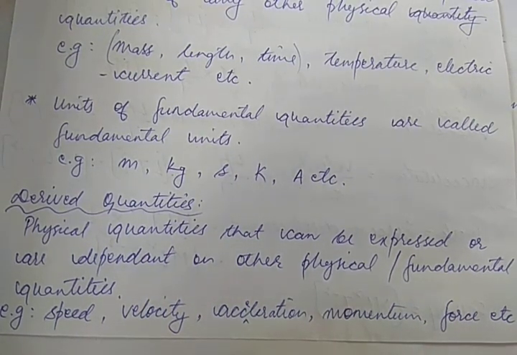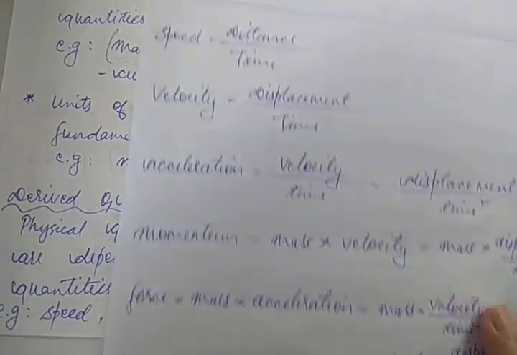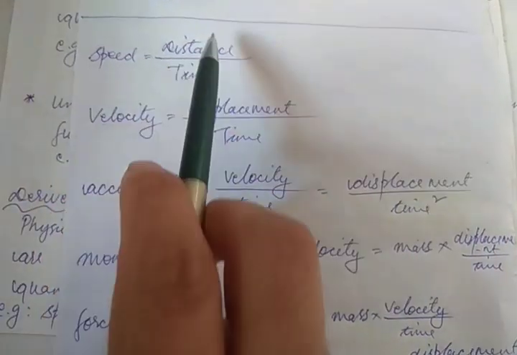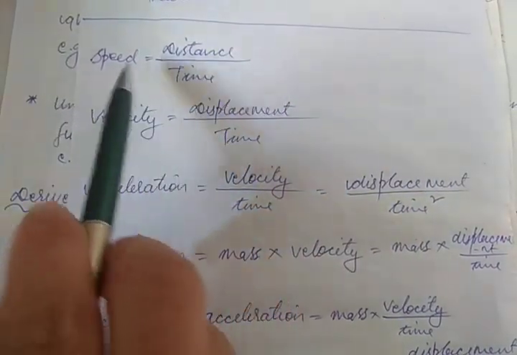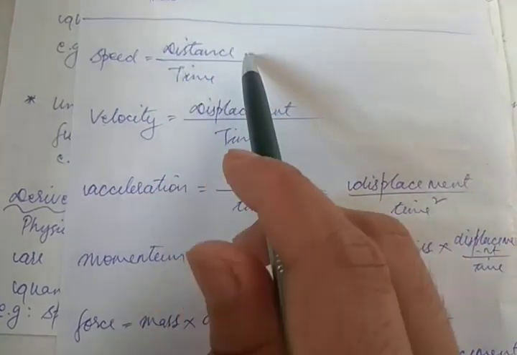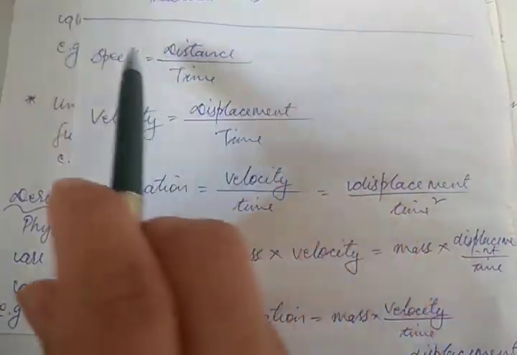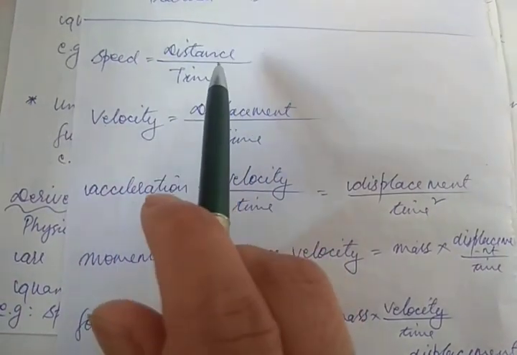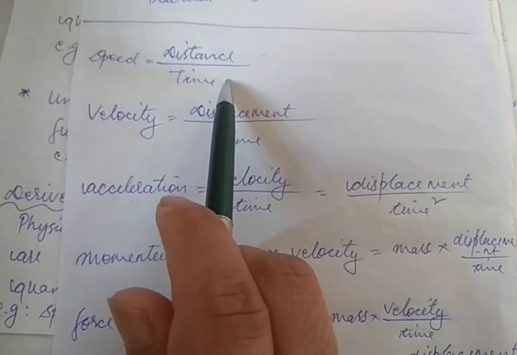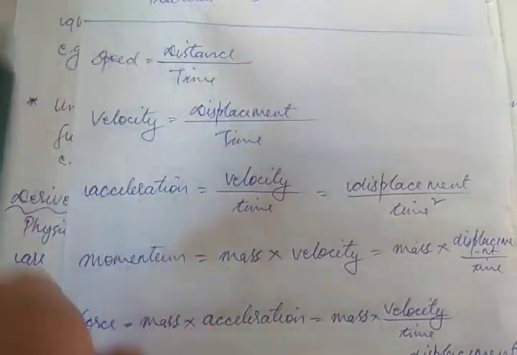Now, physical quantities which are dependent on other physical quantities, like for example, let me show you over here. Speed we know is distance upon time. So speed is basically dependent on distance and time. Distance is basically length, so speed is dependent on length and time. So speed can be expressed as length over time, so therefore speed is a derived quantity.